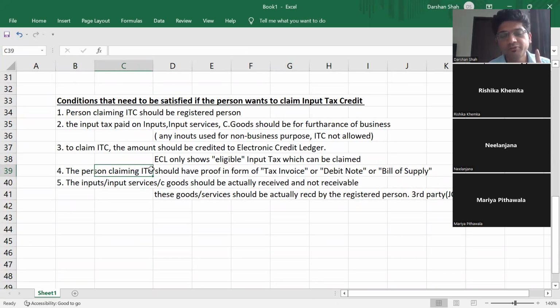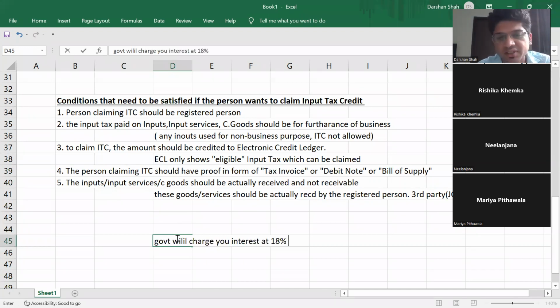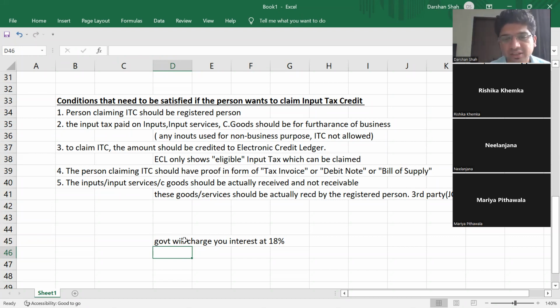Now guys, pay attention. If these conditions are not satisfied and you still take input tax credit, government will charge you interest at 18%. 18% is a significant amount. So if you are wrong in taking ITC, or if you are caught taking wrong ITC, government will charge you interest at 18%, and a separate case will be lodged against you. So that's why your auditor also needs to be very strict about checking ITC.